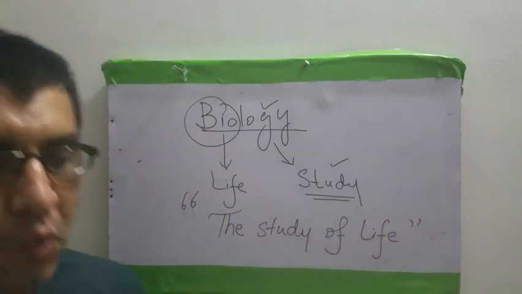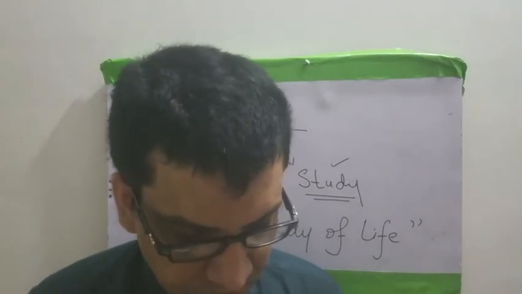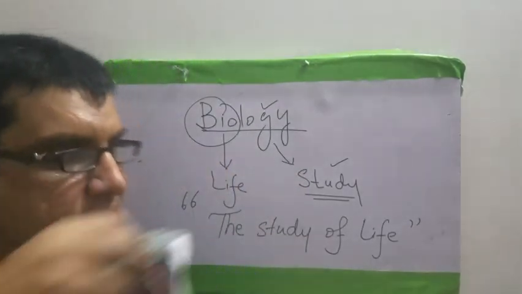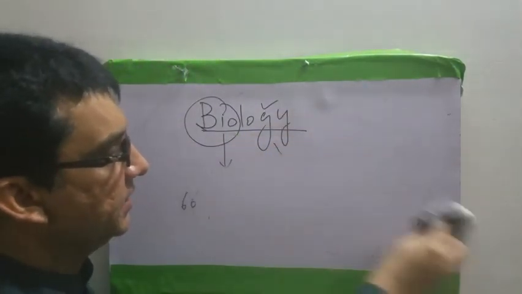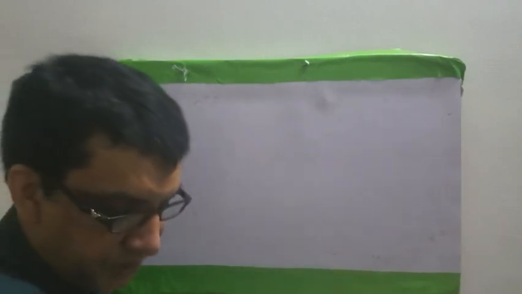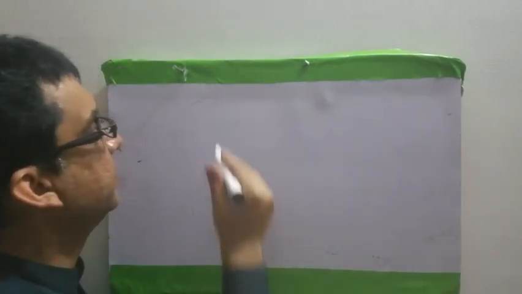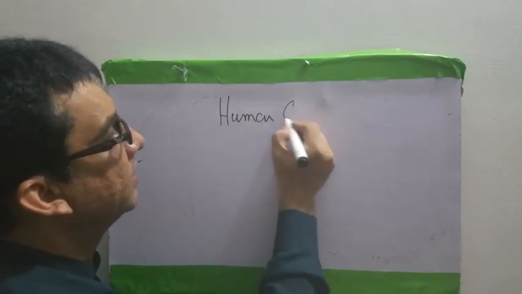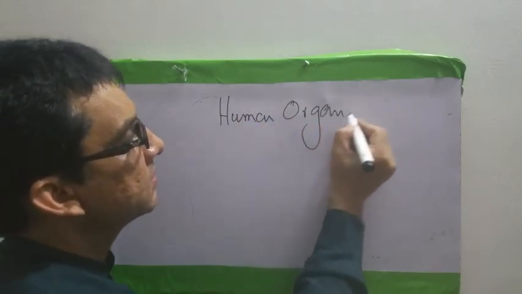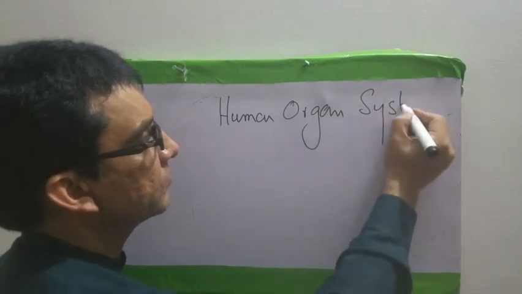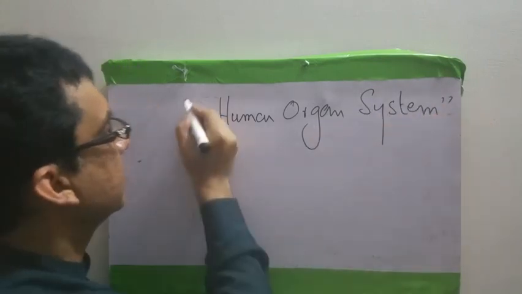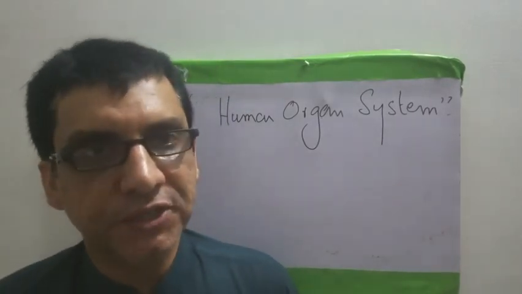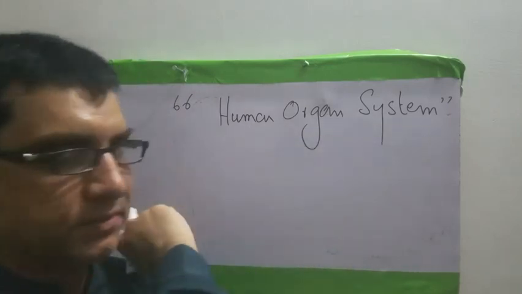Now unit number 1 of the General Science book of class 8, the title is Human Organ System, and this chapter is related to biology. This is the title of the unit: human organ system.